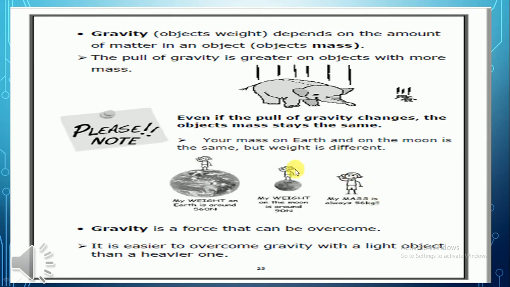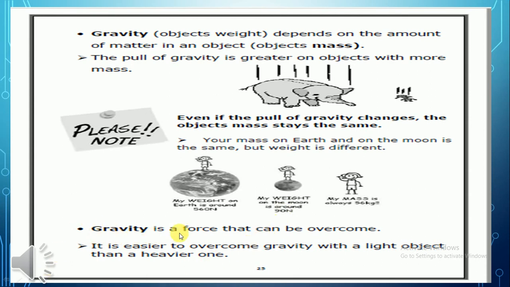If we look at this picture, your mass on Earth, that's you, by the way, and your mass on the moon is the same. The mass stays the same, it doesn't change. But weight is different. Different weight here, and different here. Mass is the same, always 56 kilograms. But here you're gonna find maybe the weight here, I can't read it, maybe it's 56 ounces, and here it's just 9 ounces.